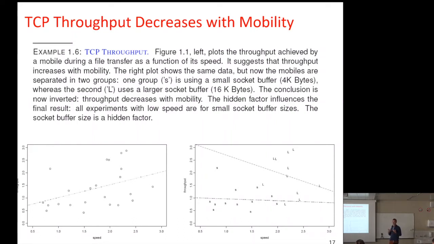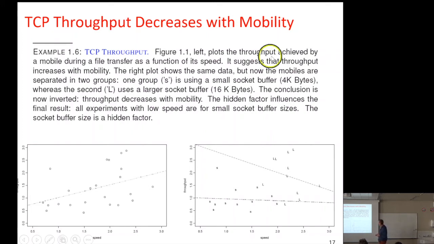So there is one factor that influences the performance, which is the speed condition in which my mobile is. But there is another factor, which we can call a nuisance factor. It's an undesired factor. There is another factor that also influences the performance, and that was hidden in the previous slide. Now I reveal it, I show it.